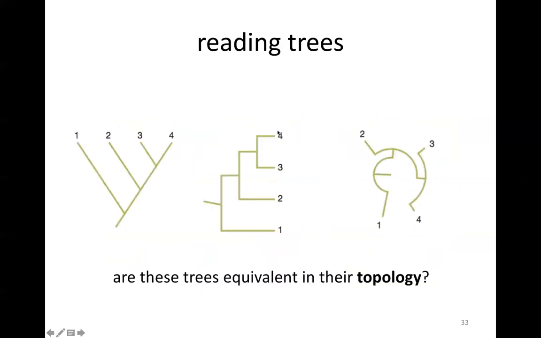Just to remind you, we can also have different representations. This is kind of a cool representation that has emerged, I think, more recently. A rooted tree, again, is telling us the same story, right? 3 and 4 are most closely related, and then to 2, and then to 1. And here's the root. It's kind of cool.